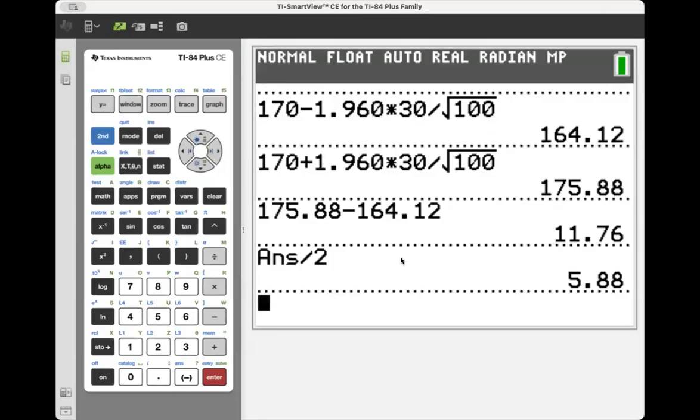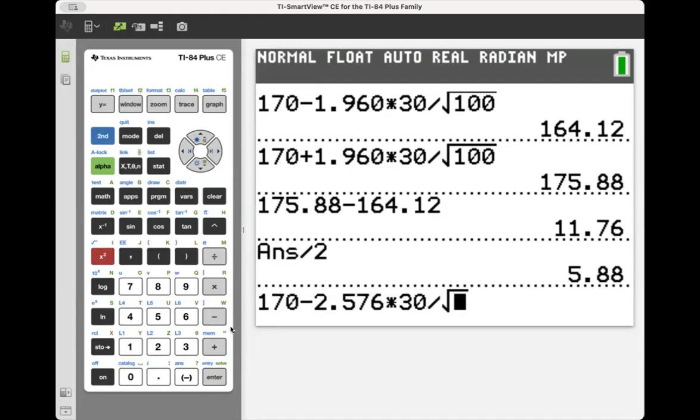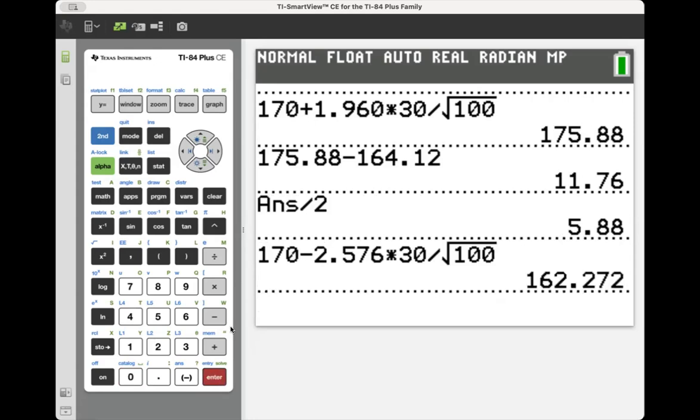So we plug in here 170 minus 2.576 multiply by 30 divided by the square root of 100. Sometimes the square root is nice and easy to do, and you could do it in your head, and other times it's not. So I'm just using the formula as you would if you had an odd number for your sample.